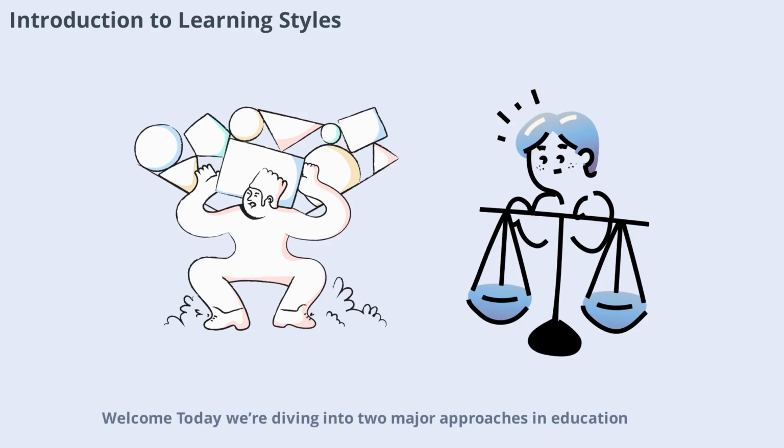Welcome. Today, we're diving into two major approaches in education: active learning and traditional learning. These methods shape how students interact with knowledge, teachers, and their own learning journey. Understanding the differences between them can help educators and learners make informed choices about their educational experiences. In this video, we'll explore what each method involves, their strengths and weaknesses, and how they impact student outcomes.